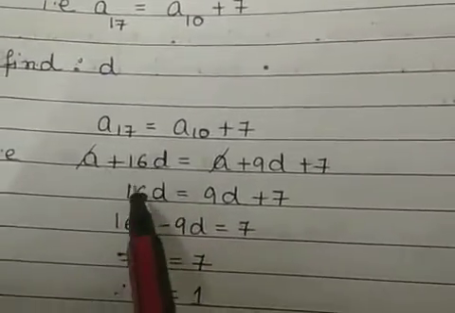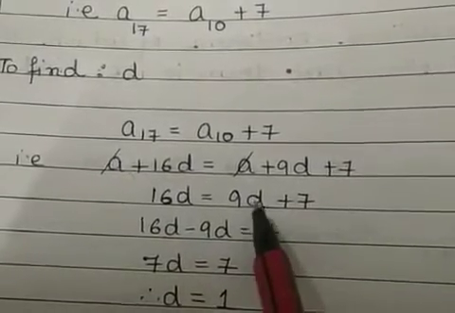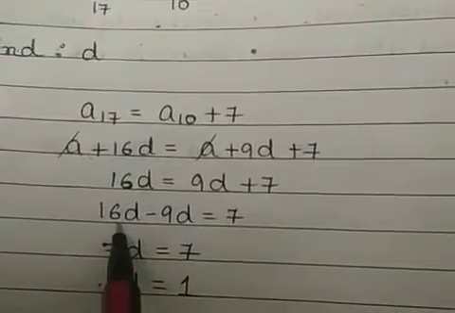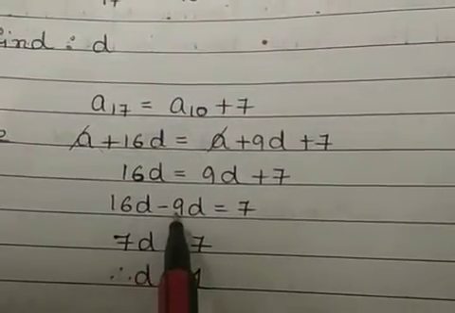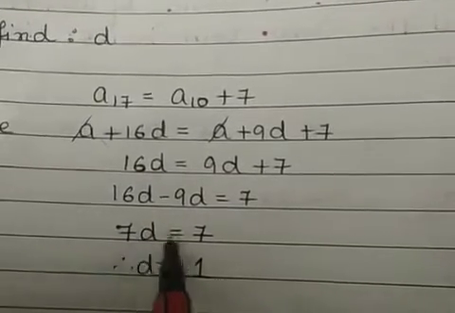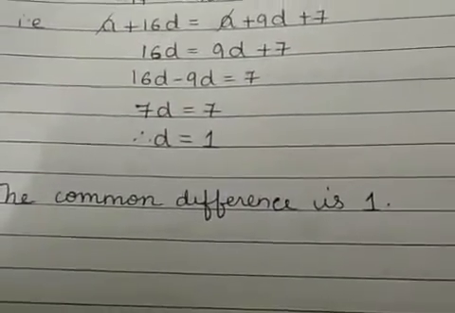Then what is remaining here is 16D is equal to 9D plus 7. I'll take the like terms on one side. So 16D minus 9D is equal to 7. So 7D is equal to 7. So the common difference is equal to 1. Therefore the common difference is 1.